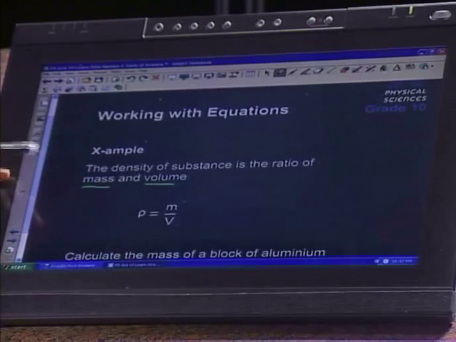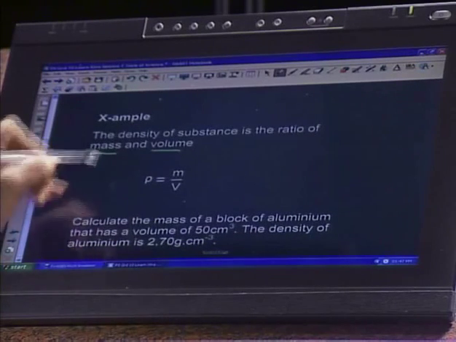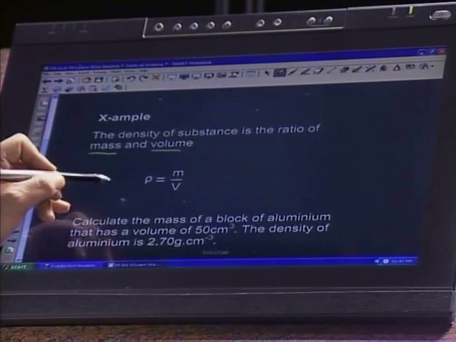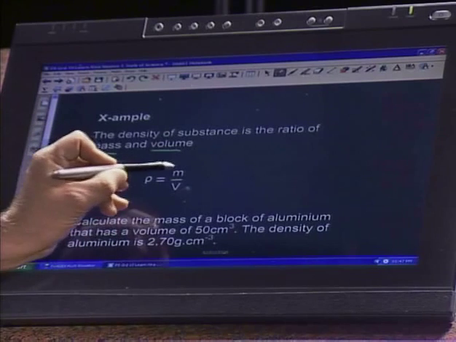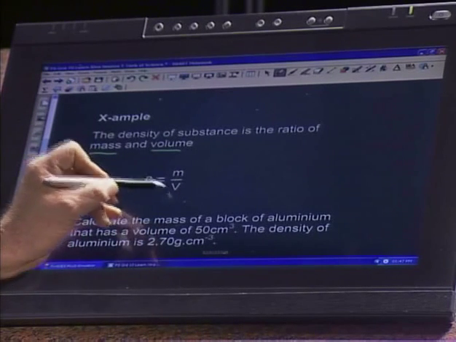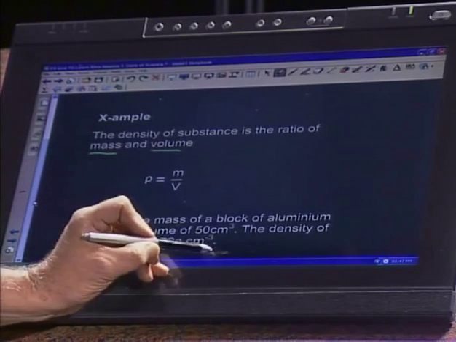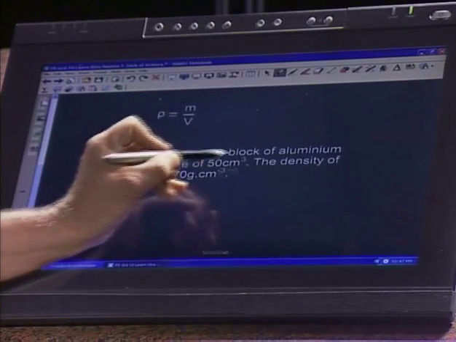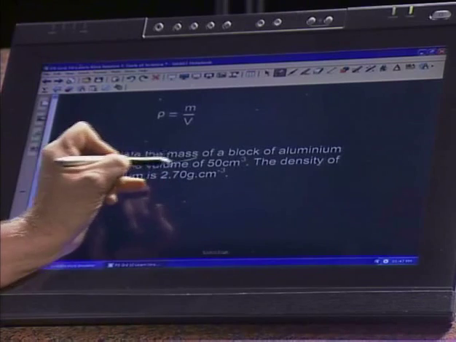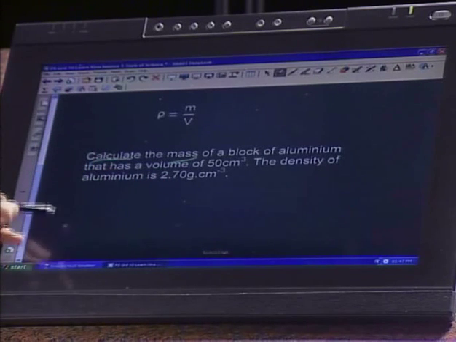Here's one. The density of a substance is the ratio of mass to volume. You might have come across that in grade 9 or even grade 8. So we use the symbol, this funny symbol here is called rho. Mass is m and v is volume. It asks us simply to calculate the mass of a block of aluminium. That's what we've got to find. We've got to find mass.